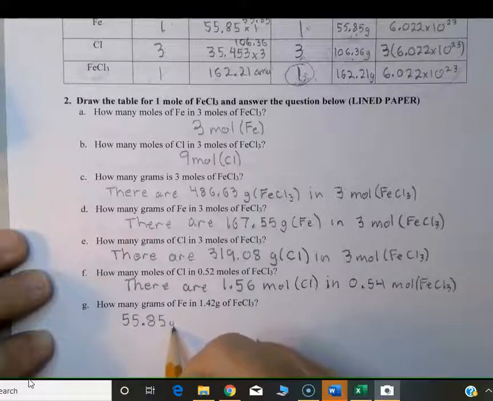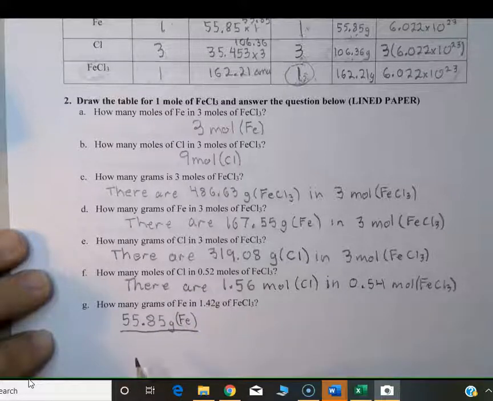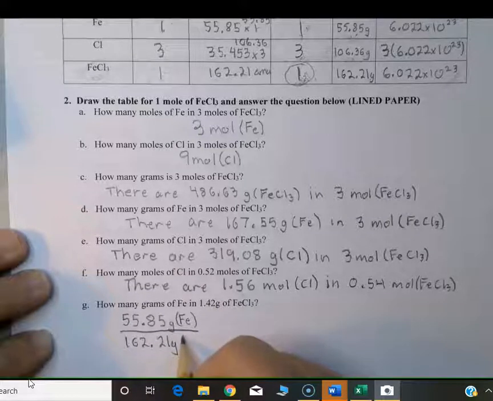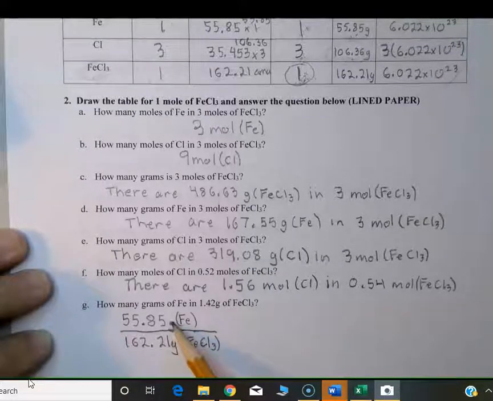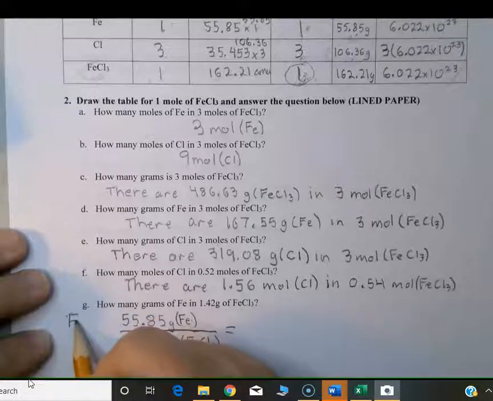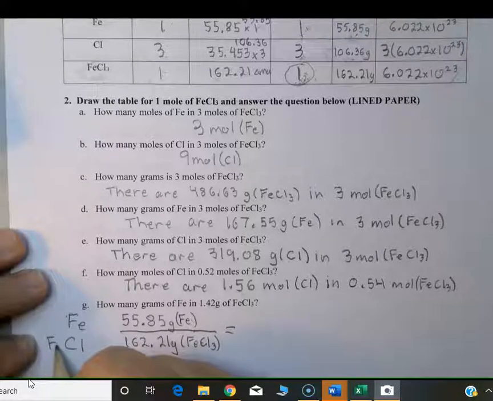55.85 grams of Fe is to, we're setting up a ratio, is to 162.21 grams of FeCl3. And remember, this ratio, or this proportion, can be read as per, or for every. So there's 55.85 grams of iron for every 162.21 grams of FeCl3. So on the top, we have our mass of Fe, and on the bottom, we have our mass of the compound FeCl3.